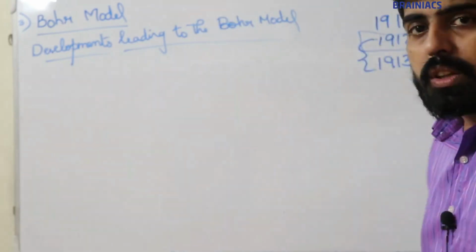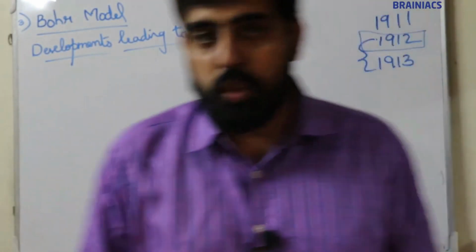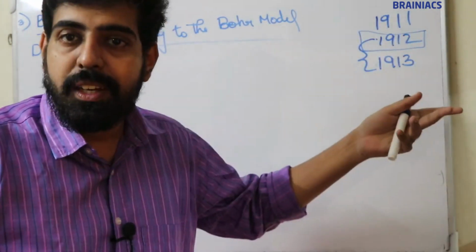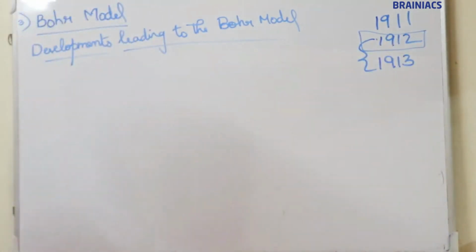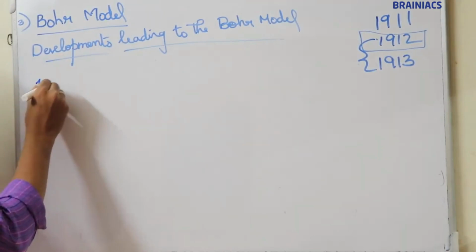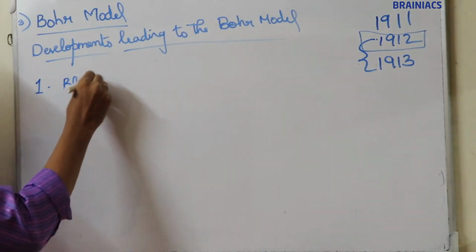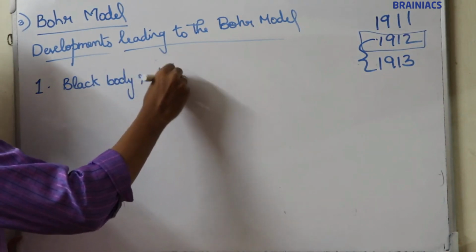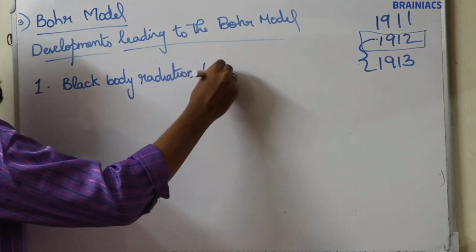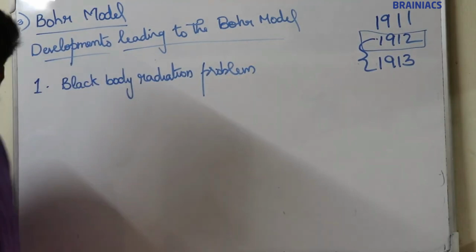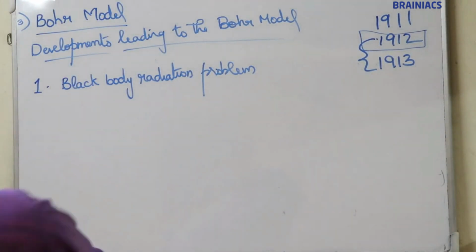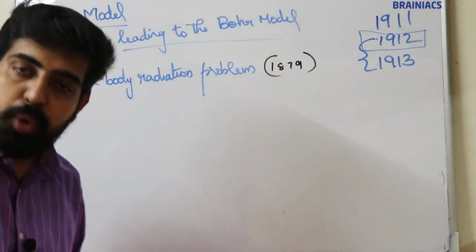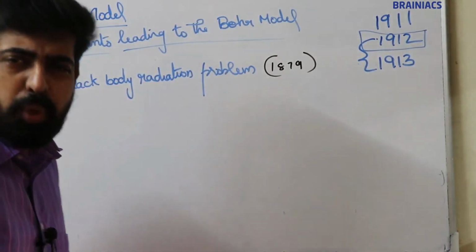Now I will discuss all the phenomena which were explained in the year 1912. First of them is the black body radiation problem. This black body radiation problem was actually first discovered in the year 1879. Now, what is the black body radiation problem?